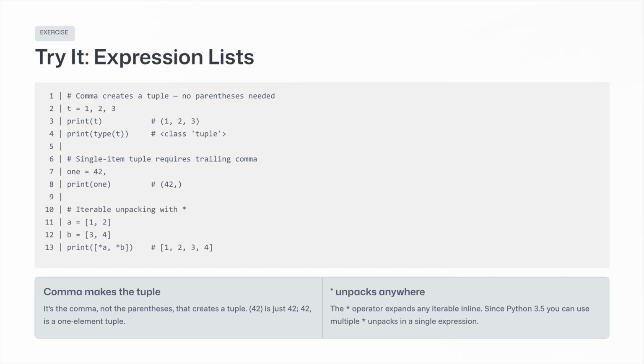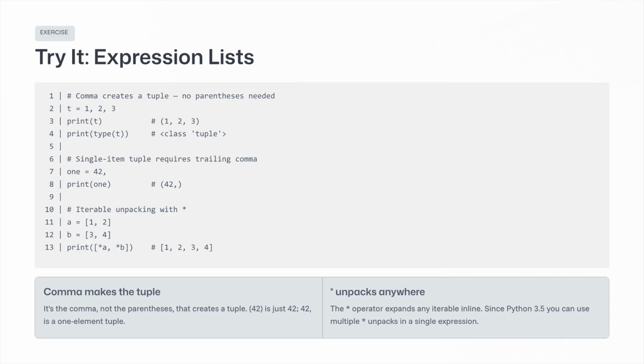Line 11, a equals list (1, 2). Line 12, b equals list (3, 4). Line 13, print star a comma star b inside a list. The star operator unpacks both lists inline, giving us 1, 2, 3, 4.